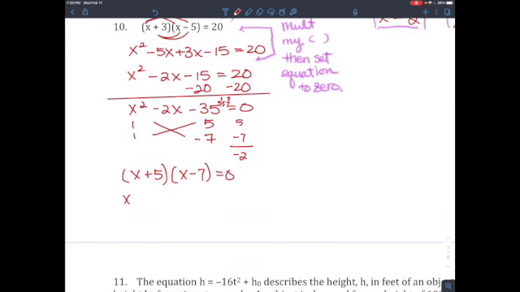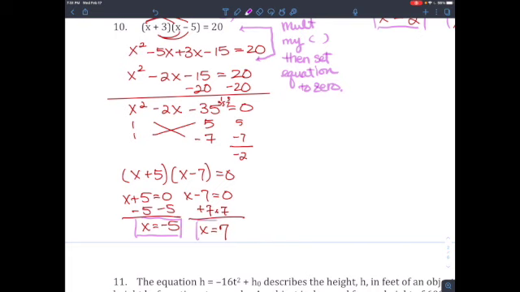So you have x plus 5 equals 0, x minus 7 equals 0. Minus 5 on both sides: x equals negative 5. On this second one, plus 7, you have x equals 7. So those will be your two answers: x equals negative 5, x equals 7.